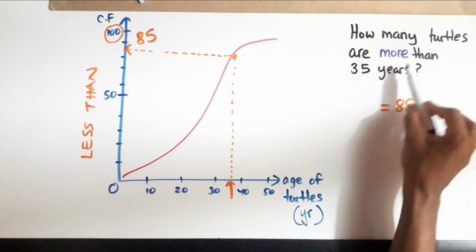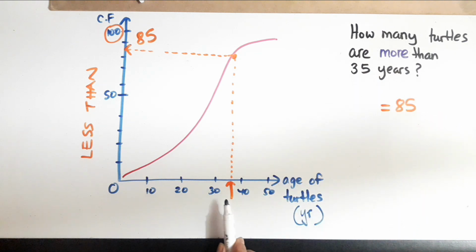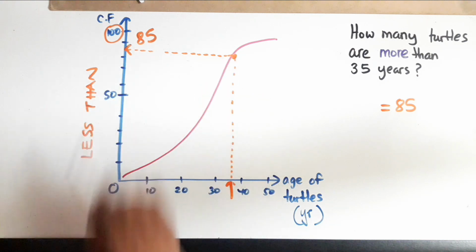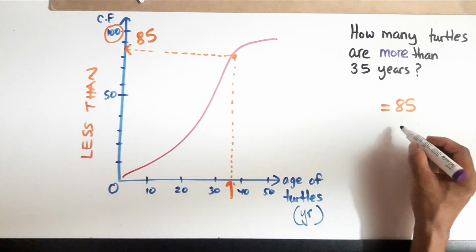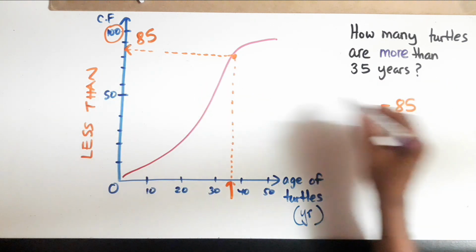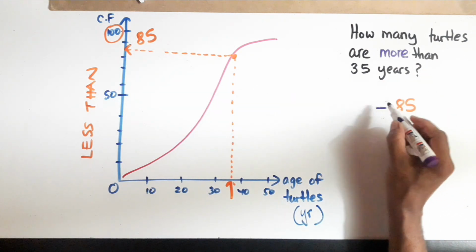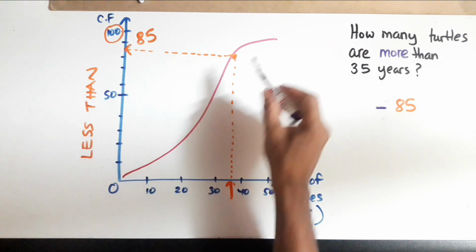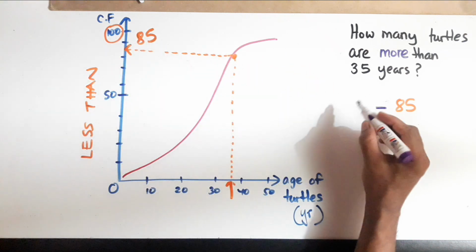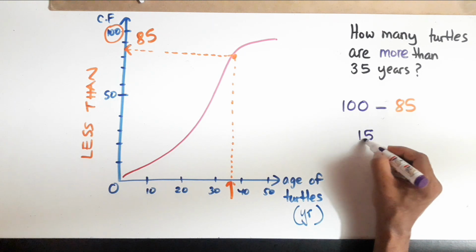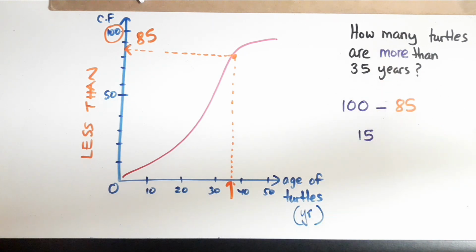So if they ask you how many turtles are more than 35 years, you do the same thing. You find 35, you go up, and it hits 85. But whenever it's a more than question, you see the number it lands on, you have to minus that from the total amount of turtles. And the total amount of turtles is 100. So the final answer for this question is 15.